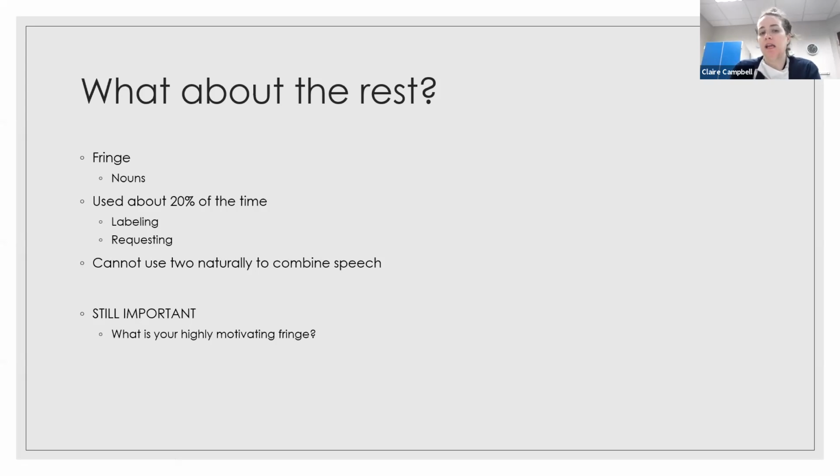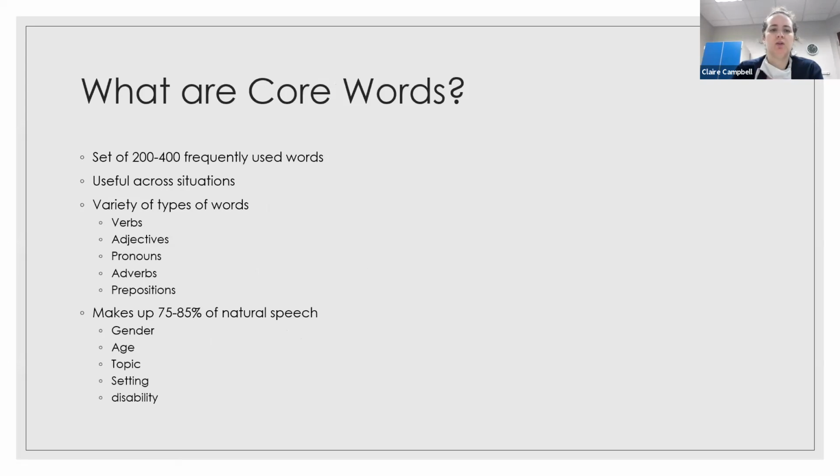You don't combine two fringe words naturally in speech. I wouldn't walk around and say chair, floor, pencil, crayon, phone, desk. If I was saying those things and that was all I was saying, you would be going, which one does she want? Did she want the pencil or did she want the crayon? I combine my fringe with core words to give meaning for communication. Get pencil, red pencil, my pencil.